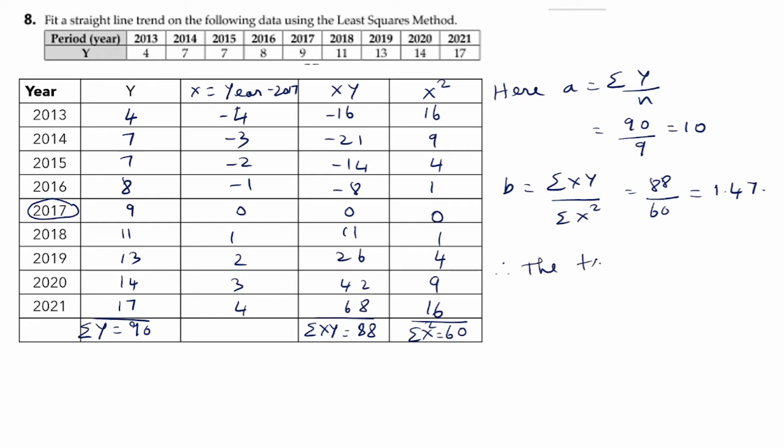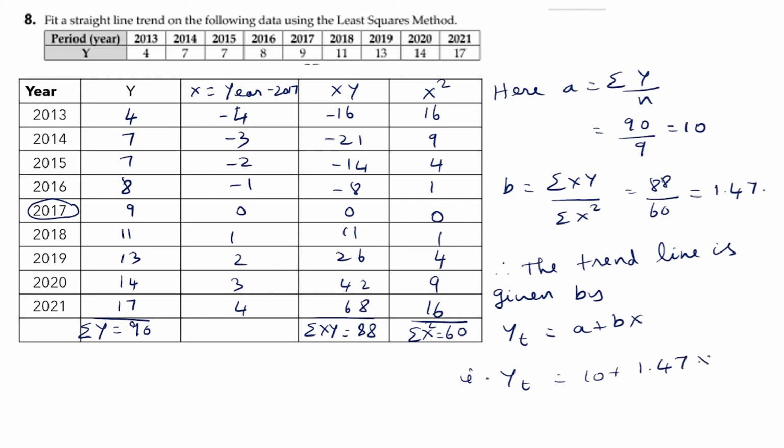Therefore, the trend line is given by yt is equal to a plus bx. So we found a as 10 and b as 1.47x. So this is the trend line.